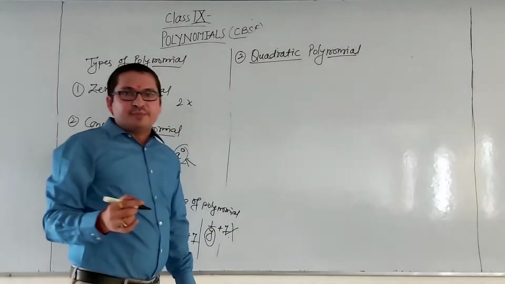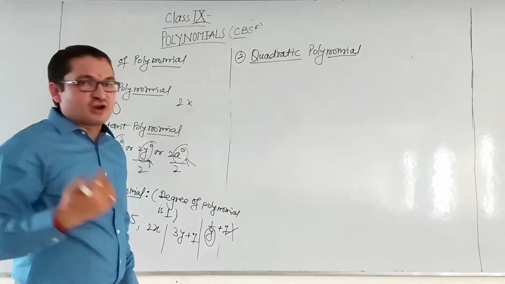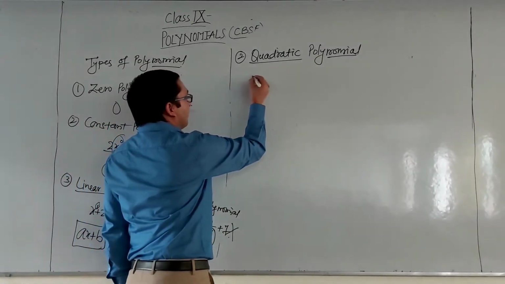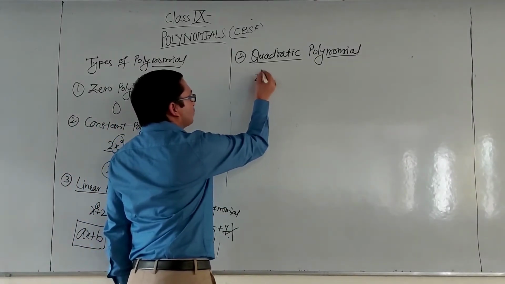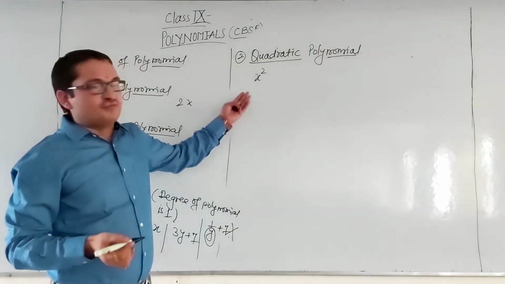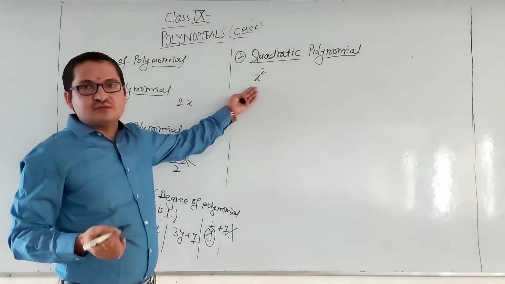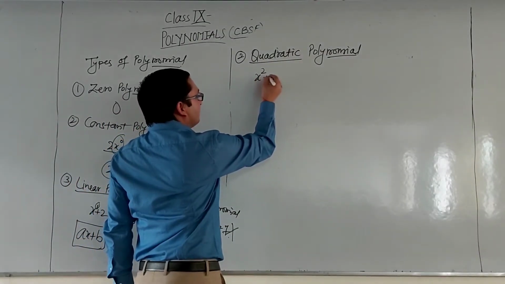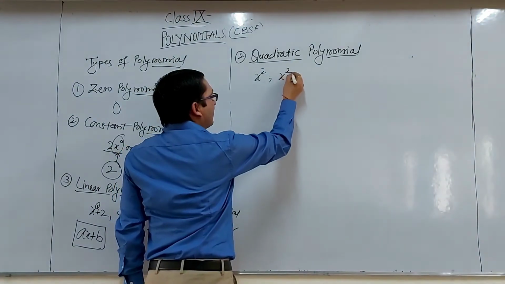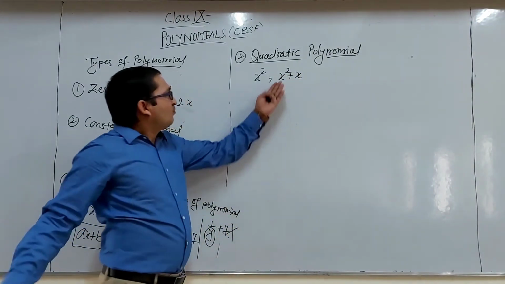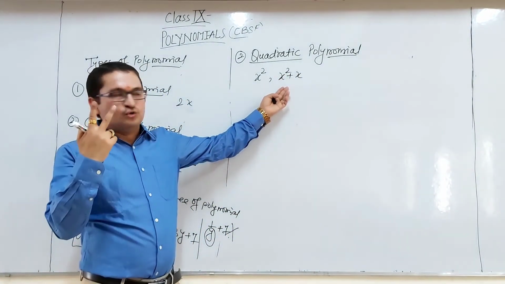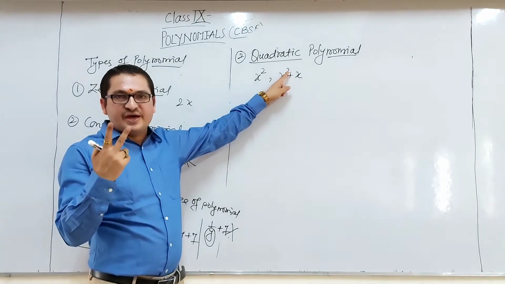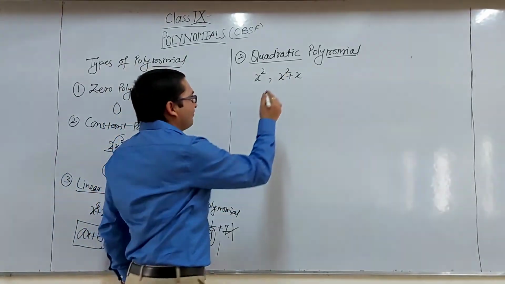The degree should be 2. Degree means highest power of variable. So if I have written x square, what is the degree of this algebraic expression? 2, highest power. So this is the quadratic polynomial. Now x square plus x. What is the degree of this polynomial? 2. The highest power of the variable is 2. So this is the quadratic polynomial.